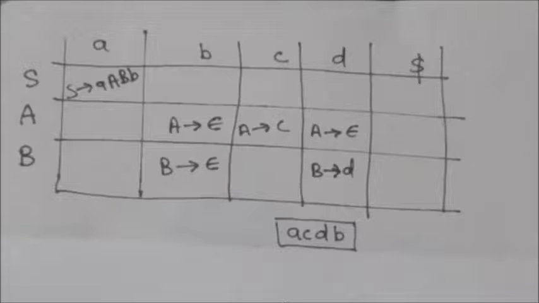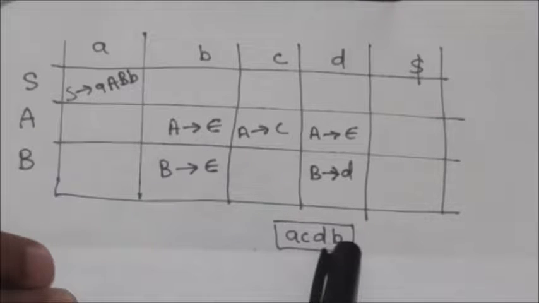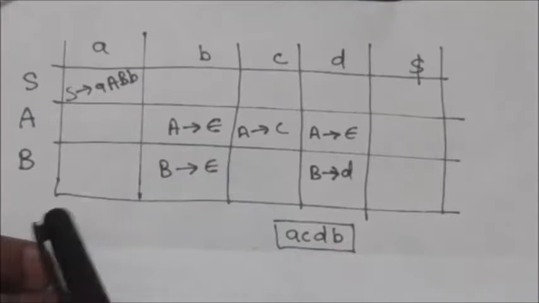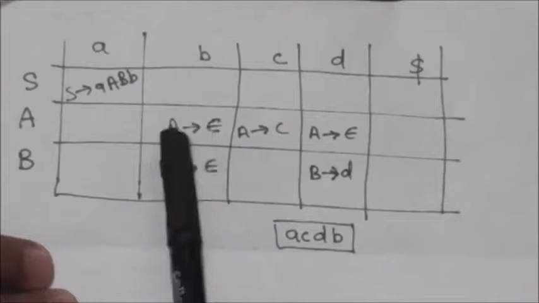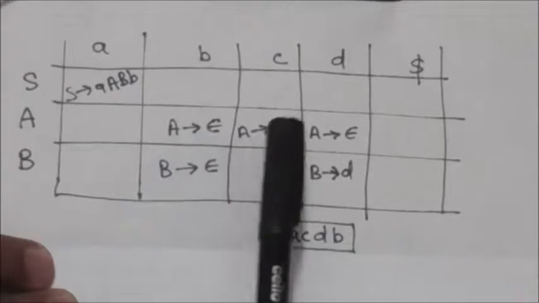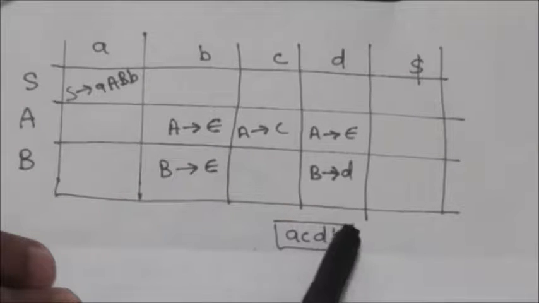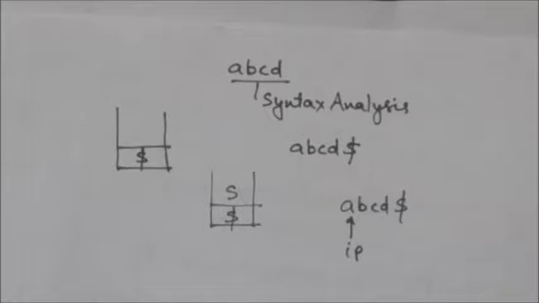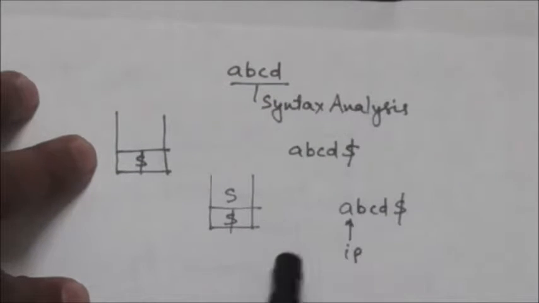Students, welcome back. In this tutorial we will learn how we can do the syntax analysis of a given string of terminals if the parsing table of a predictive top-down parser is given to us. Now see, this table is given to us. It is a parsing table of a predictive top-down parser. Now we have to do syntax analysis of this string of terminals A, C, D, B by using this table. Now see how we can do syntax analysis of a string of terminals by using the parsing table.